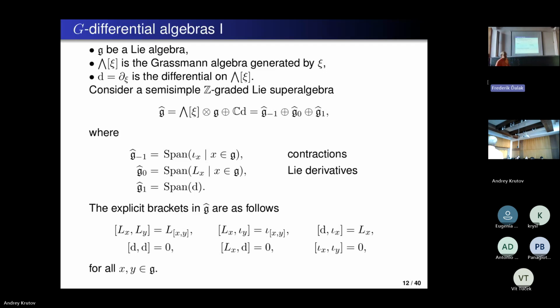So I'm confused on the second line. What is the data? Sorry? The Grassmann algebra generated by one element, a single element. Yes. Can you define the differential? How does the differential act? Well, here, it's a differential with respect to the generator. It's very easy. So we have one generator.